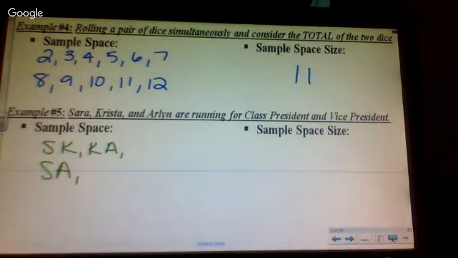Krista and Arlen. Krista and Sarah. Arlen and Sarah. Arlen and Krista. Why can I have both AK and KA? Because they switch roles. They've got class president, vice president. This one means Krista is class president. This one means she's vice president. Because there are 2 different roles, I can flip-flop them. So my sample space size here is a what? 6. Okay.